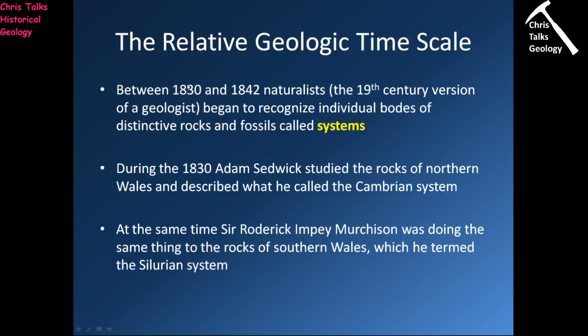So what about relative dating and the geologic timescale? Okay, so this is essentially, we're going to run through exactly how we got to the geologic timescale we have now. So between 1830 and 1842, naturalists, so these were early geologists, began to recognise bodies of distinctive rocks and fossils which they called systems.